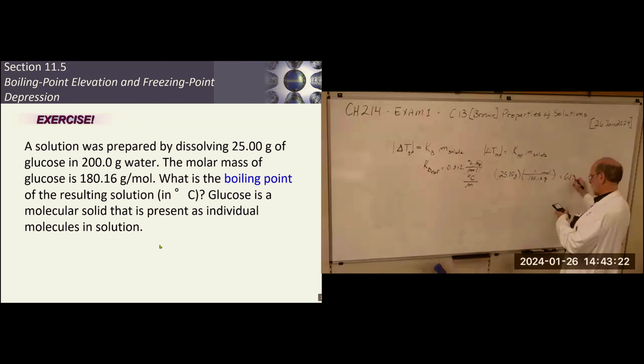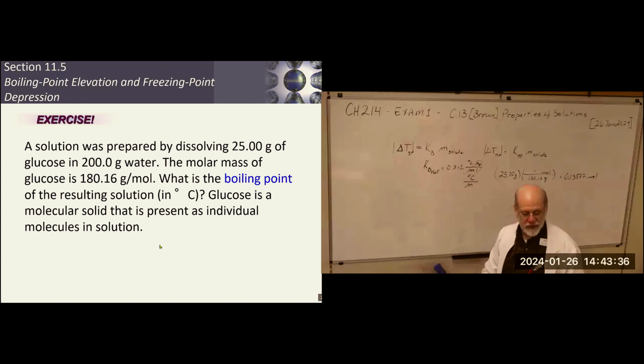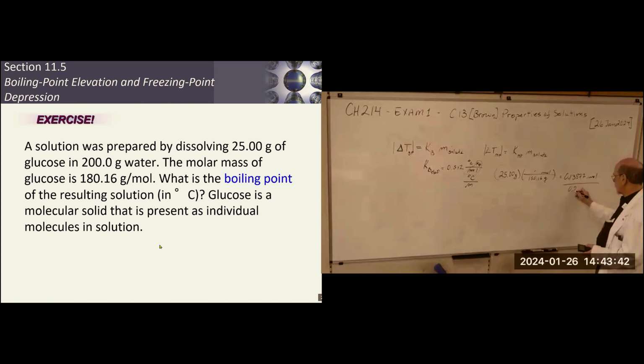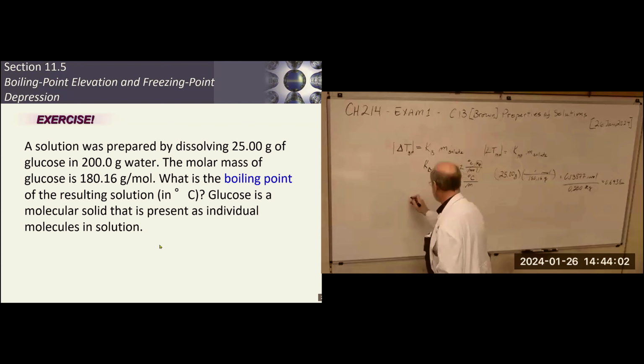That's 0.1387 moles. That's moles of the solute. And what's kilograms of the solvent? 200 grams of water is 0.200 kilograms of solvent. So we can find the molality there by dividing 0.2 into that. So that's 0.6938 molal. Okay, so now we've got this value.